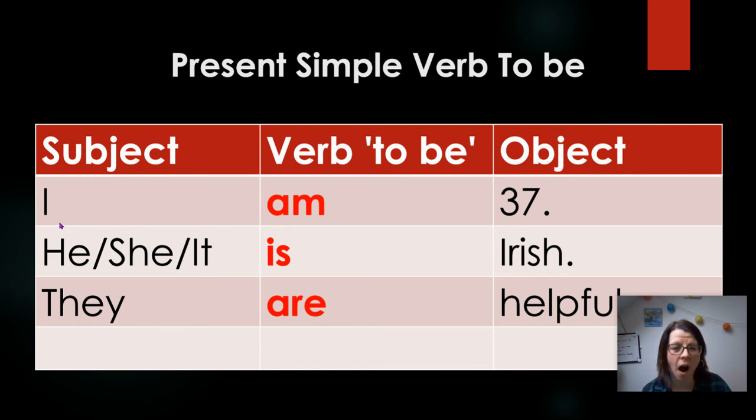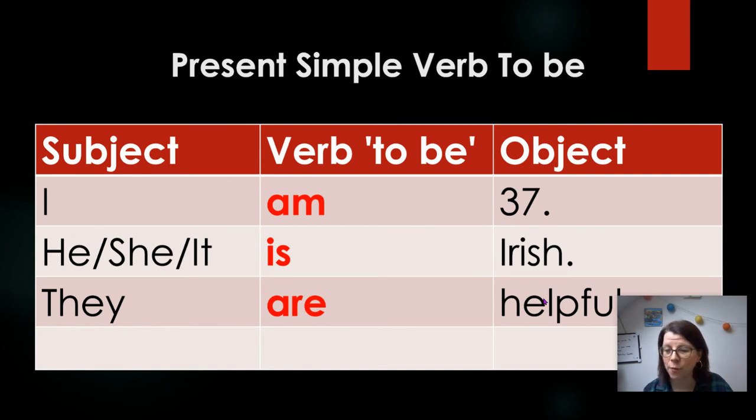So when we're using I, it's I am 37. He or she or it, the verb changes to is. He is Irish. She is Irish. It is Irish. And when we change the subject to they, it's are.